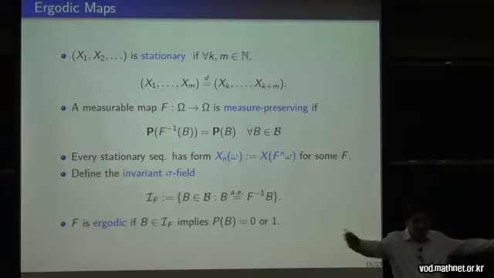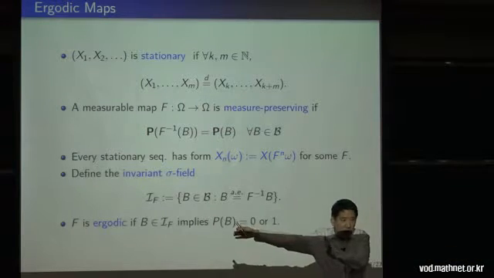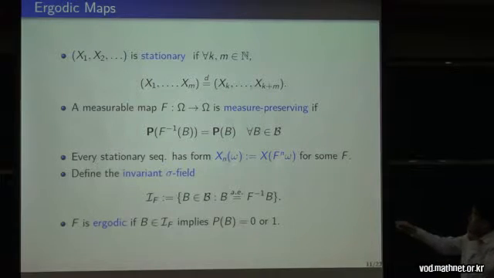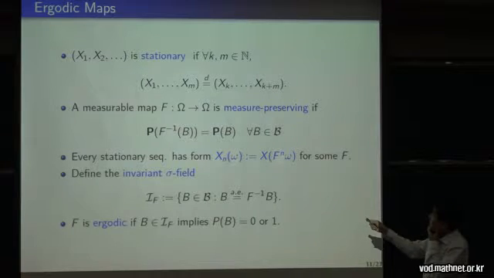Okay? So you take any finite number, if you shift it in time, then the distribution has not changed. That's called a stationary sequence. Okay? So if we have a stationary sequence of random variables, then it's always produced by a measure-preserving map. Okay? So what is a measure-preserving map?